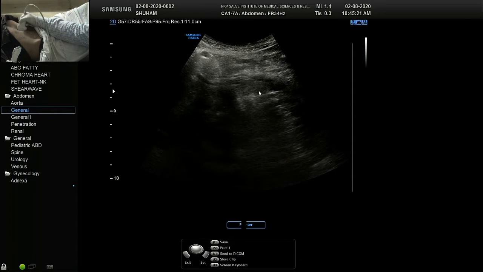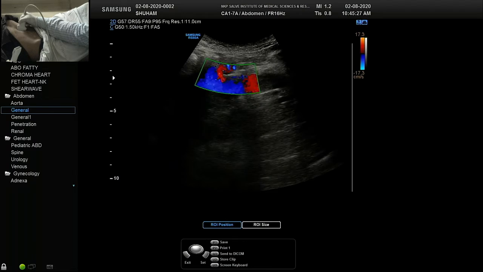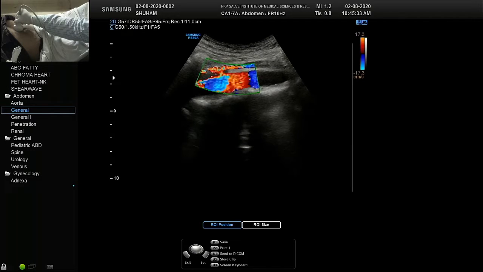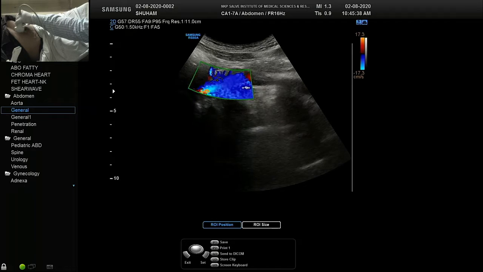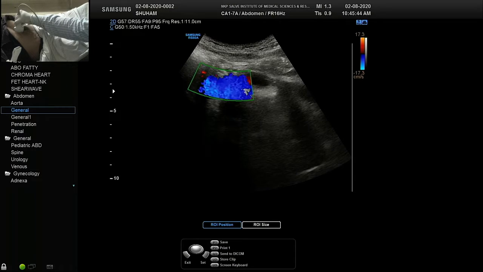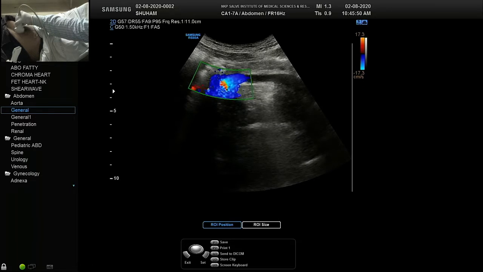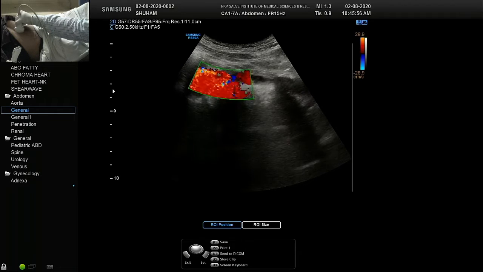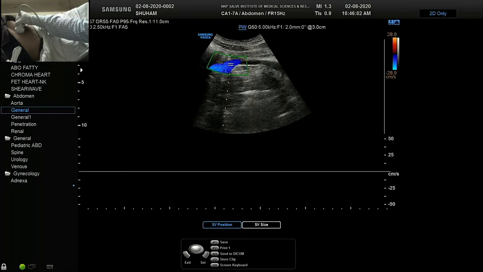Put color. The moving air in the bowel usually produces lot of artifacts, and so you should use Doppler only when there is a need, and do not keep the box too big. The area of interest is very small, the vessel is very small, so you should limit that to that particular vessel. So that is IVC. We'll try to increase the PRF little bit, and just assess what is the spectral flow.